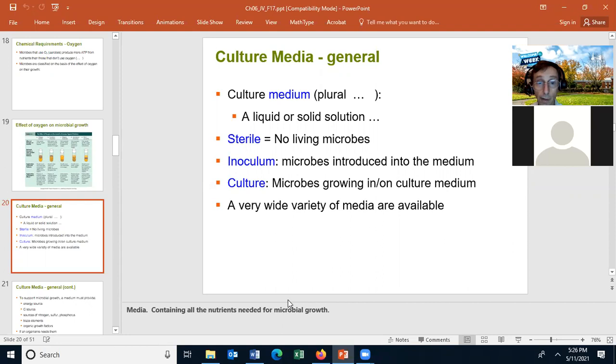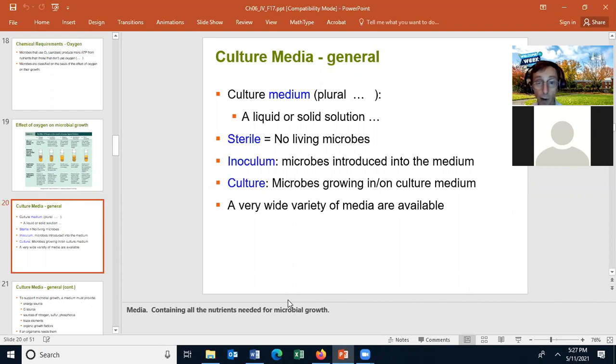What you do with that sterile media is you inoculate it with an inoculum. An inoculum is the microbes which are introduced into the media. The culture is then what we call the media while something is growing in it. So the microbes growing in or on a culture medium is called a culture.